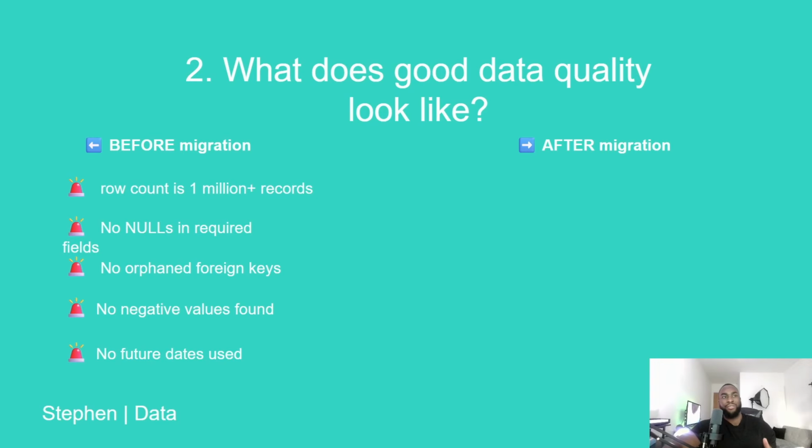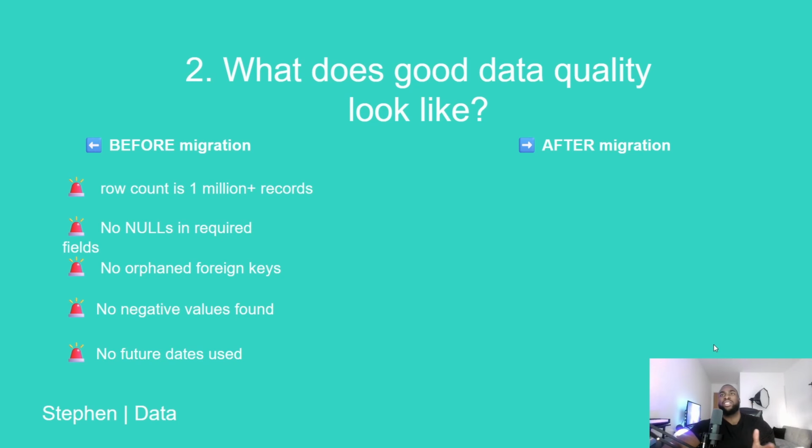And number 5, no future dates used, right? So there may be dates in the created dates column that may be far into the future, right? And similar to the other one, that's impossible because we're dealing with historical data. And by definition, this is data of the past, not of the future.